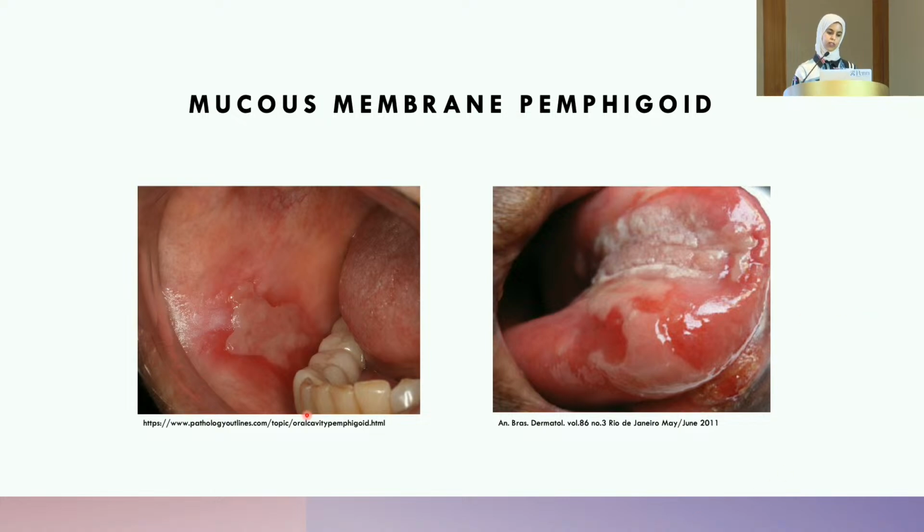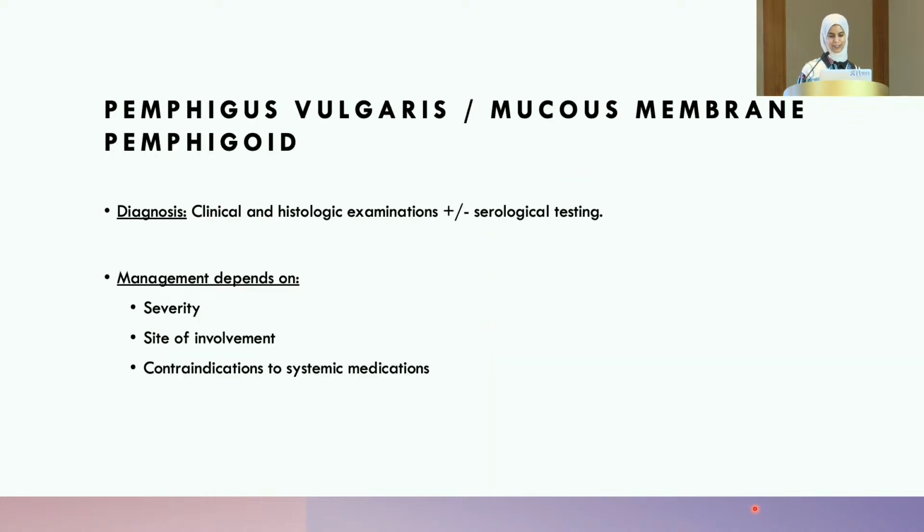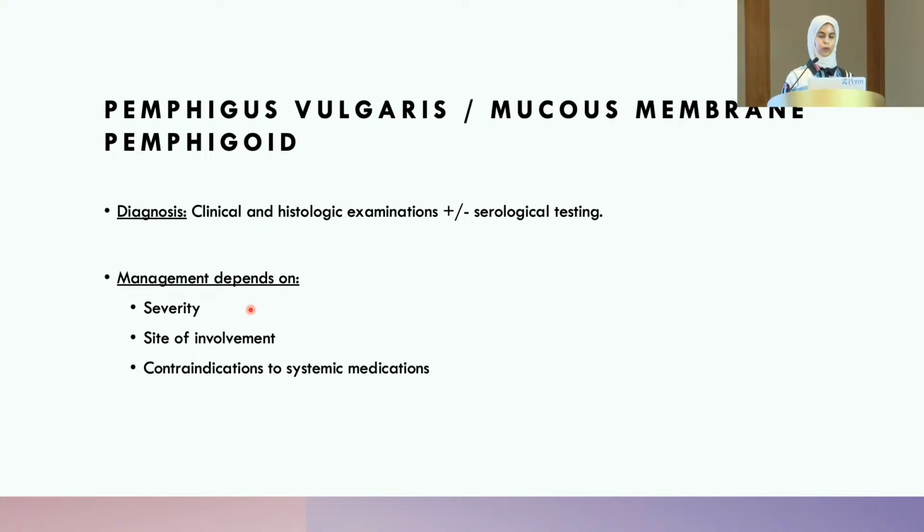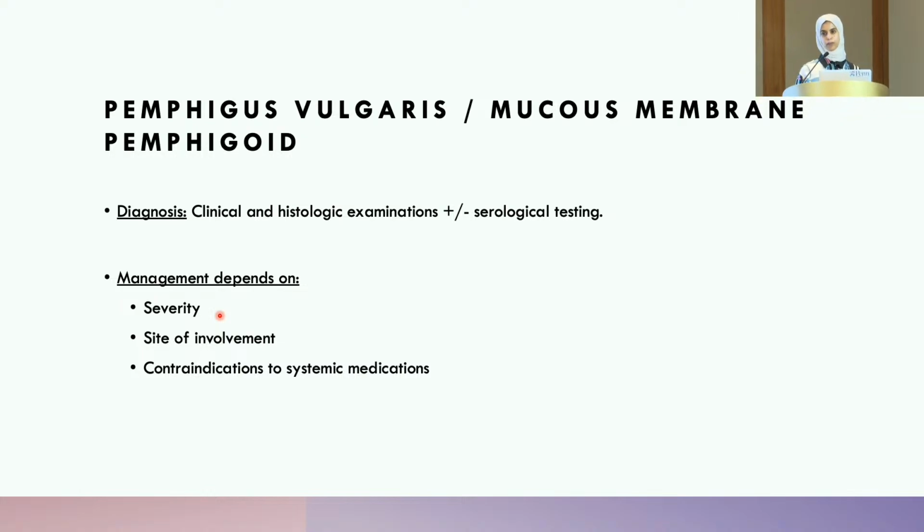So when you see these ulcerations, these are really non-specific in appearance, and that's why we really need biopsies in these cases for us to get the diagnosis. So we do need two specimens for histologic examination to get to the correct diagnosis, plus or minus blood testing. I won't go into too much detail again with the management because these patients are seen by specialists, but it depends on the severity, the site of involvement, and any contraindication to systemic medications.